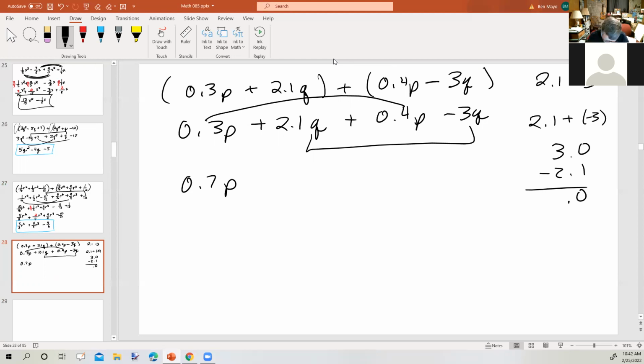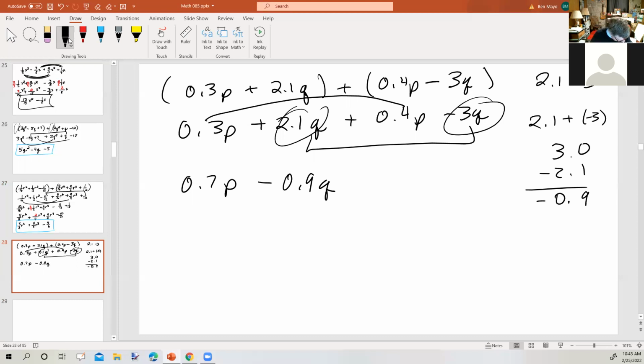Oops, let's try that again. I didn't write that. Okay, so this would be negative. Now, of course, if you're using a calculator, 2.1 minus 3, you get minus 0.9 without all this rigmarole, but just a reminder of how that process works. Oh, what have I forgotten? This is q, right? Yeah, 2.1q minus 3q.